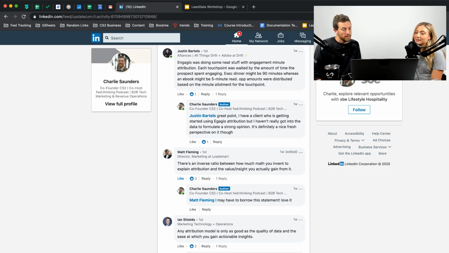Totally. And then I like this by Matt Fleming. There's an inverse ratio between how much math you invent to explain attribution and the value insight you actually gain from it. Right, more complicated equals less insight. And I think that's true. I mean, especially when you're trying to communicate it to the CMO or some people who aren't really used to a lot of data, then it's too complicated. You need to find a way to make it easier.